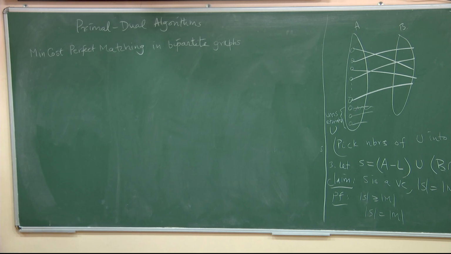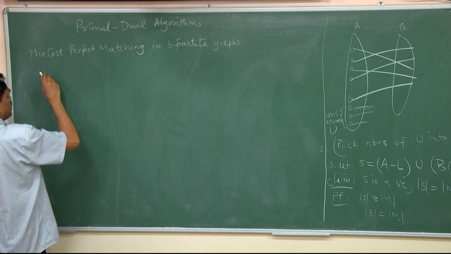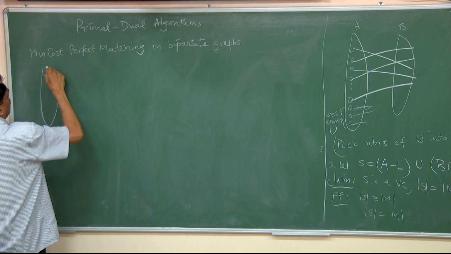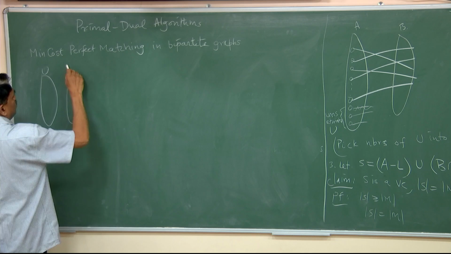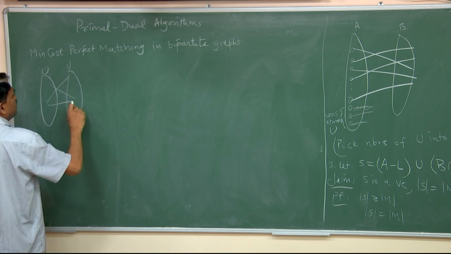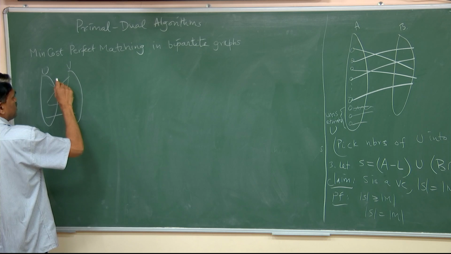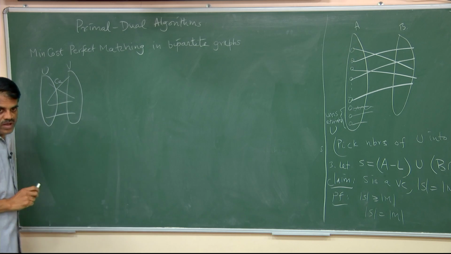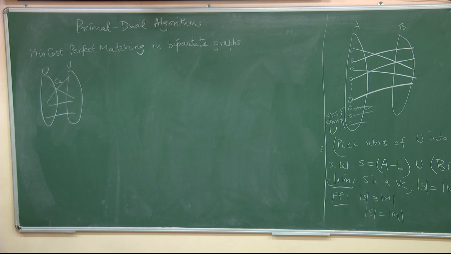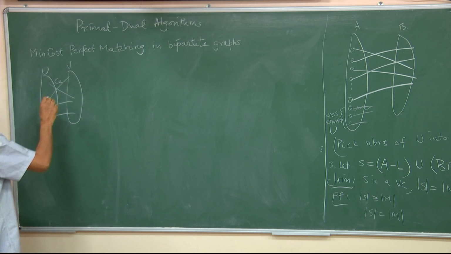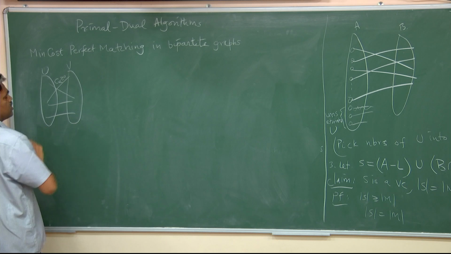So what is the problem? You are given, let's assume you have a complete graph with costs on the edges. So I have a complete graph, so there is a perfect matching. There are lots of perfect matchings. And among all such perfect matchings, you want to find the min cost perfect matching. And let's assume the costs are greater than or equal to 0.